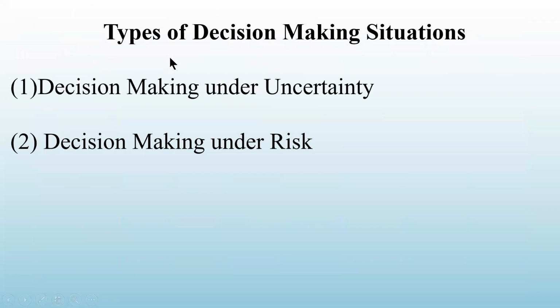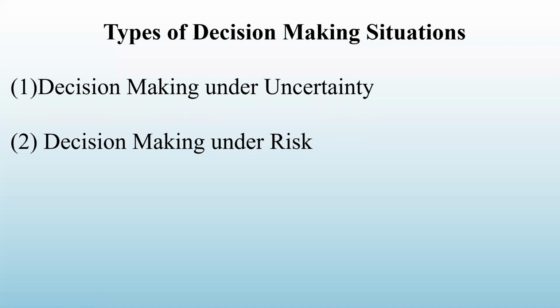Then we have seen the types of decision-making situations. There are 2 types: one is decision-making under uncertainty, and the second is decision-making under risk. Look at the first one, decision-making under uncertainty. As the name suggests, here the decision maker has no previous record available with him. So he will use his own instincts to decide the best course of action.